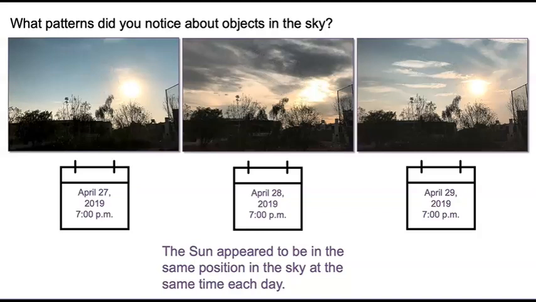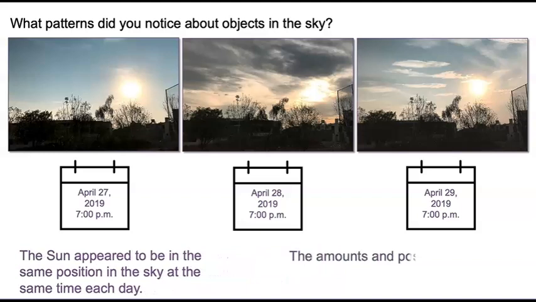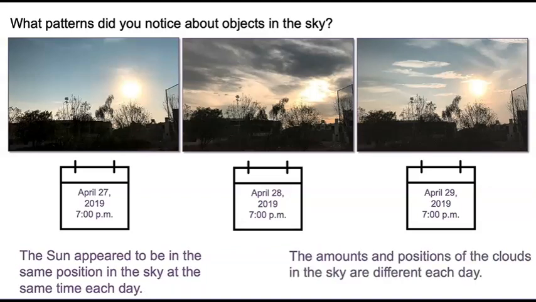But what about the other objects in the sky? Did the clouds appear in the same position in the sky at the same time each day? No, the clouds are different in each photograph, right? I noticed that on April 27th, the sky had almost no clouds, but on April 28th, the sky was almost covered in clouds. And on the 29th, the sky has just a few wispy clouds here and there. So, the amounts and positions of the clouds in the sky are different each day.